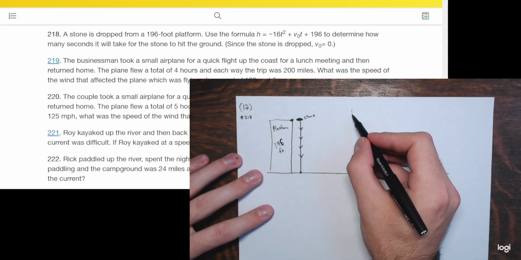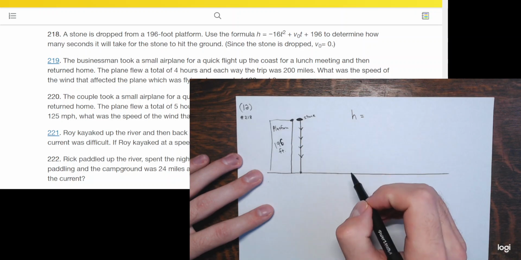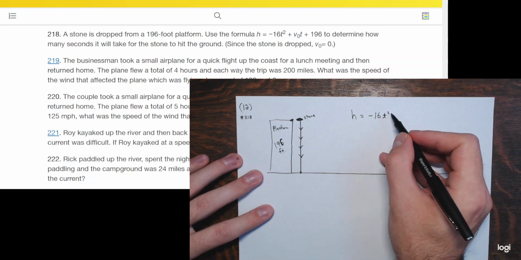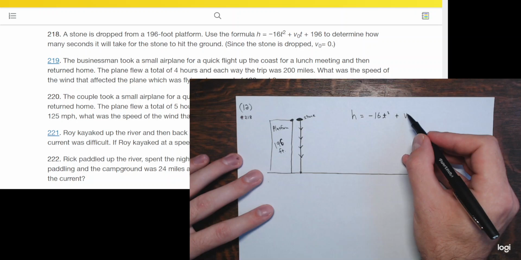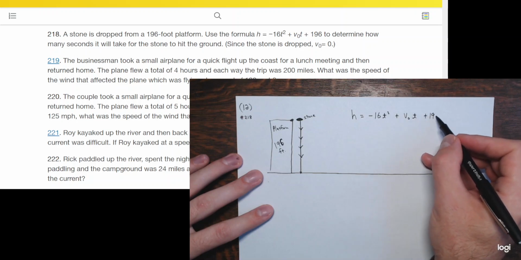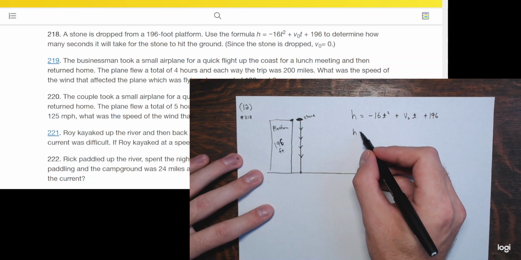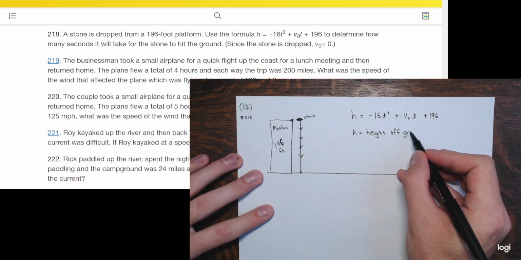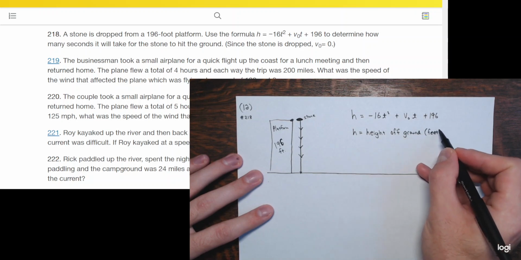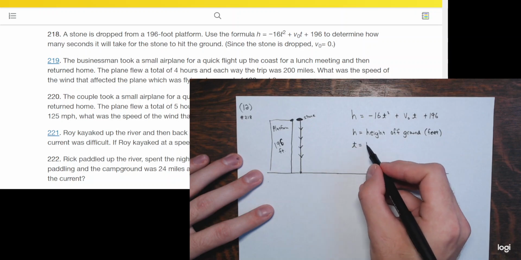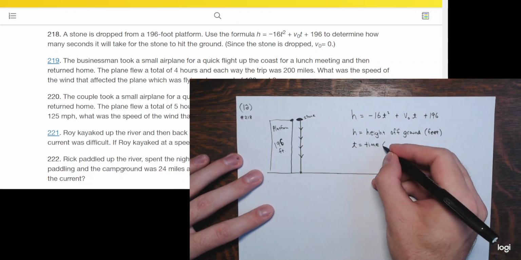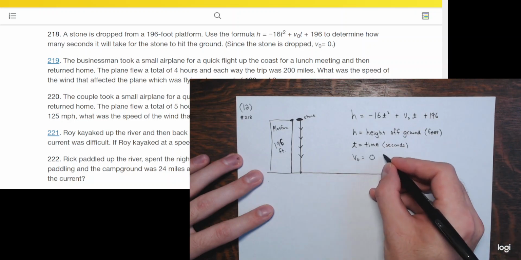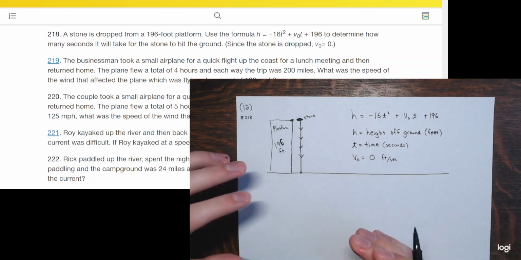And they're telling us the height off the ground. Again, h represents the height off the ground in feet. It's negative 16t squared plus v0 times t plus 196, where h is the height off the ground in feet. t is time, the time the stone has been falling in seconds. And v sub 0 is 0 feet per second, because it is dropped and not thrown.